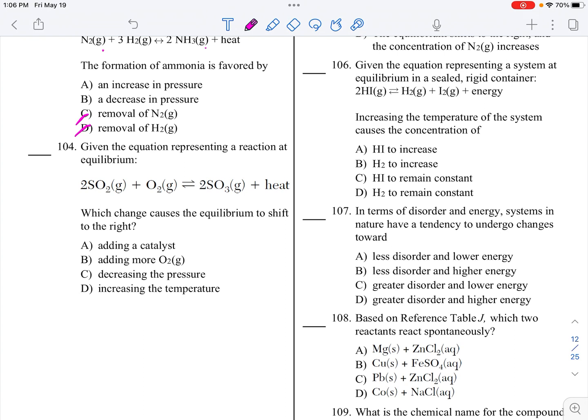Which causes equilibrium to shift to the right? Adding a catalyst. Remember, we just talked about how that speeds it up. It doesn't actually change your shift. Adding more O2. If there's too much O2, we shift away. So that's our answer.